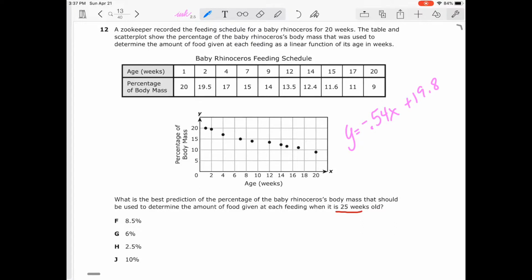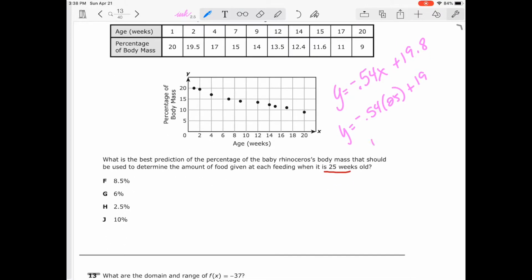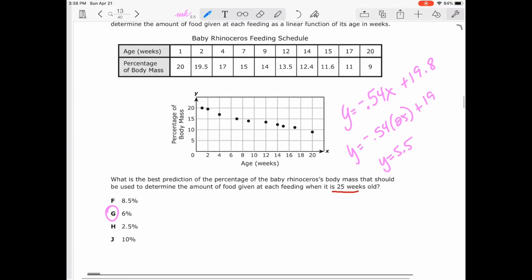And x is representing the feed. So now I'm going to plug that into my equation. y is equal to negative 0.54 times 25 plus 19.8. That gives me about 5.5. So y is equal to 5.5, which is closest to G, so 6%. All right.